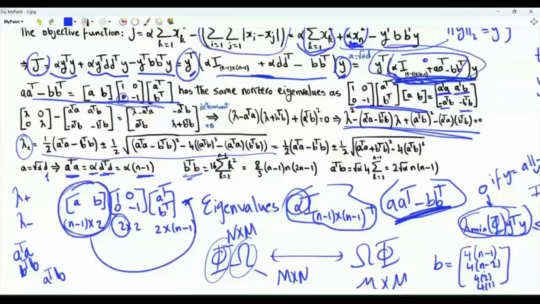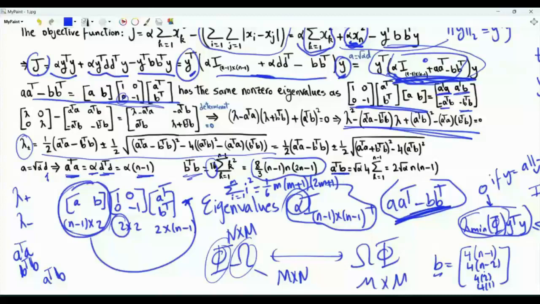B transpose B is the sum of the squares of the elements in this vector. B transpose B is equal to 16, and then the sum 1 squared plus 2 squared, all the way to n minus 1 squared. We use the result that summation I from 1 to m of I squared is 1 over 6 times m, times m plus 1, times 2m plus 1. We multiply by 16 and we replace m by n minus 1 to obtain this for B transpose B.